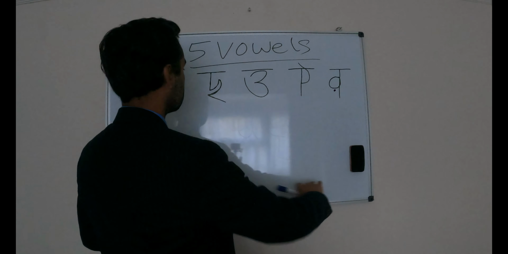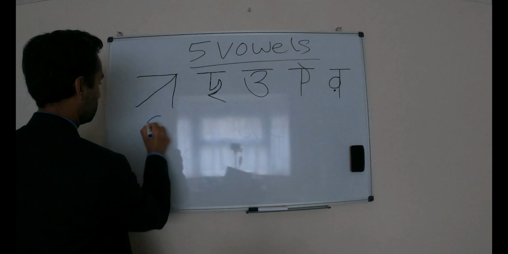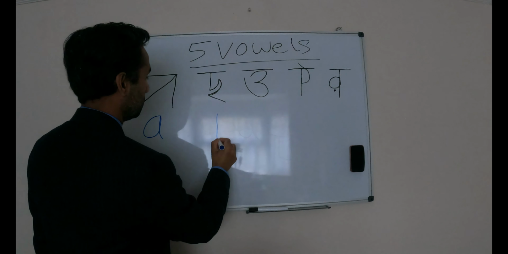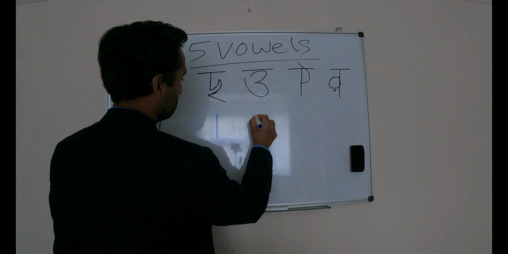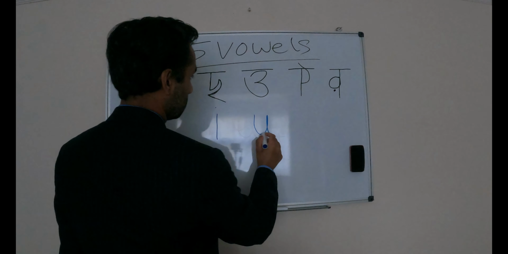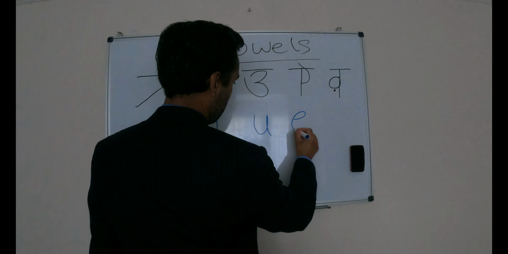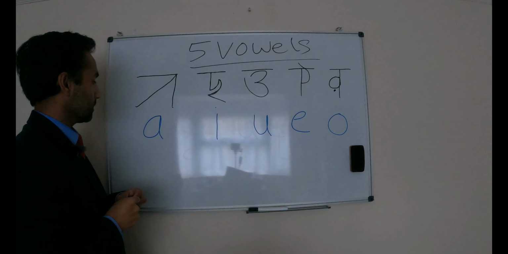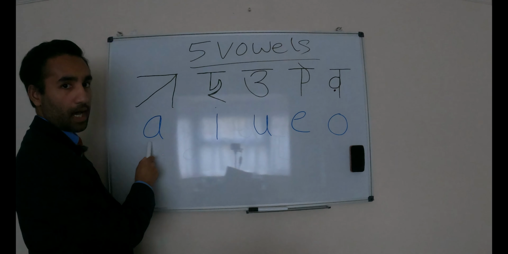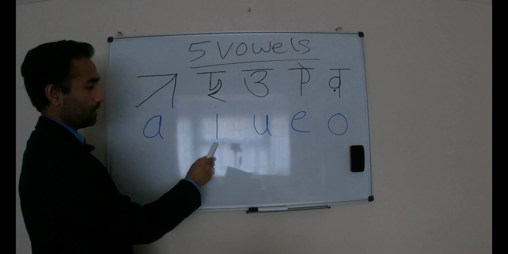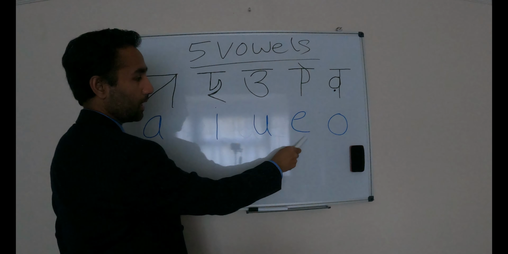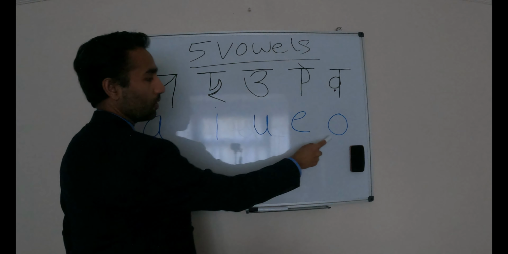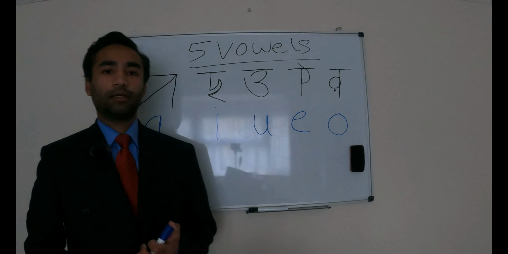So they make this sound just like in English: A, E, U, E, and O. So it is A, E, U, E, and O. A, E, U, E, O. There we have it. That's the 5 vowels.